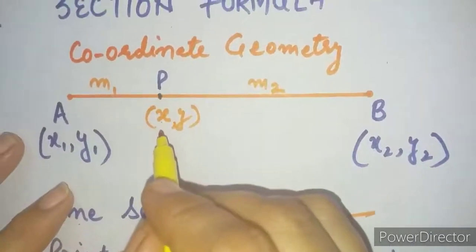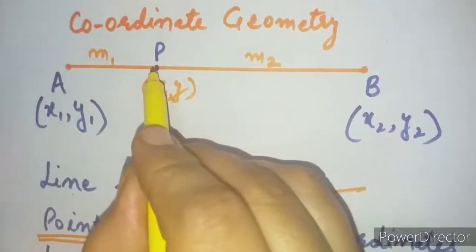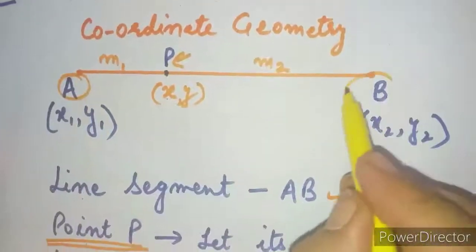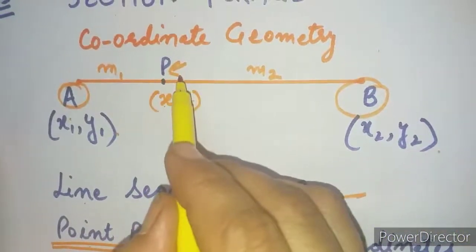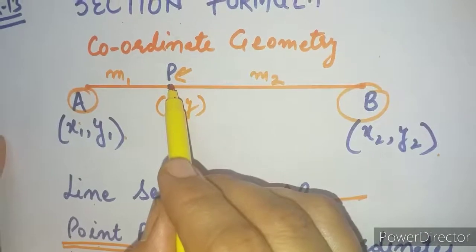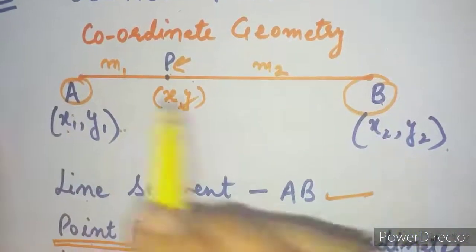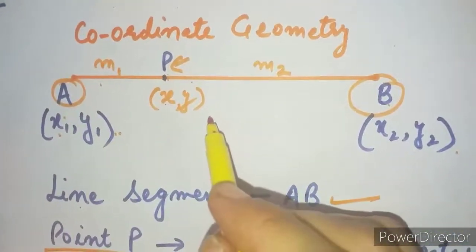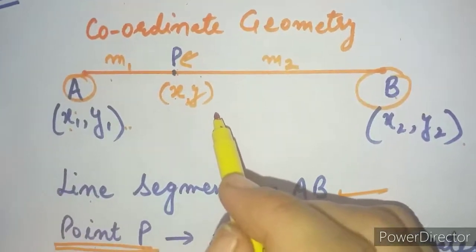So dear students, see clearly that it is used to find the coordinates of point P. This is the unknown point. These are the known points. A and B are the known points whose coordinates will be given to you, and P is the unknown point here. So we have to find the coordinates of point P with the help of section formula when two points are given and the ratio in which the point P divides the line AB will be given to you. Okay, now comes the actual section formula.